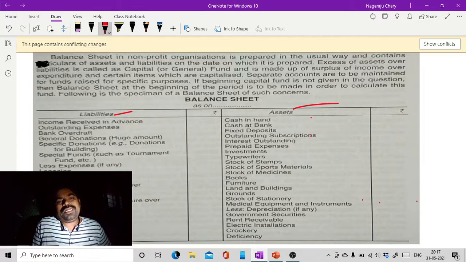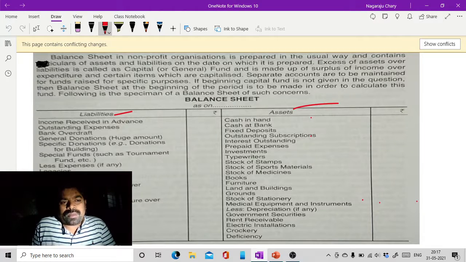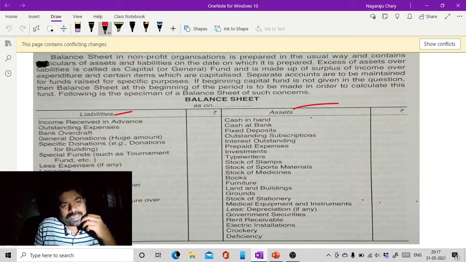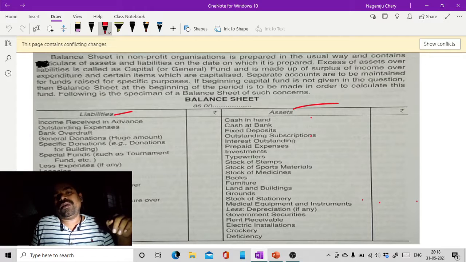That is to be recorded on the liabilities side. So the remaining liabilities, whatever liabilities there are, are to be recorded on the liabilities side. The liabilities may be current liabilities and long-term liabilities. Whereas on the asset side, assets are to be recorded on the asset side.